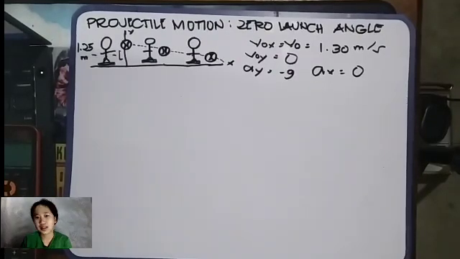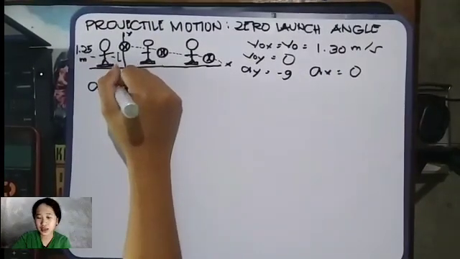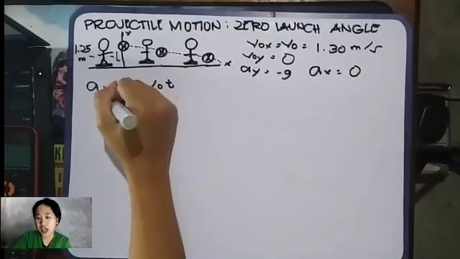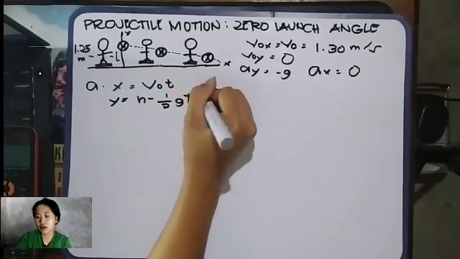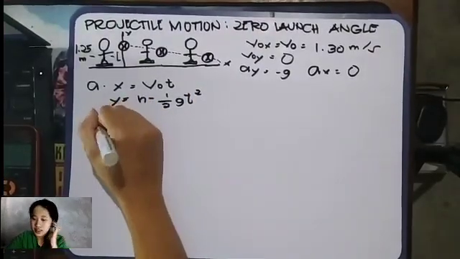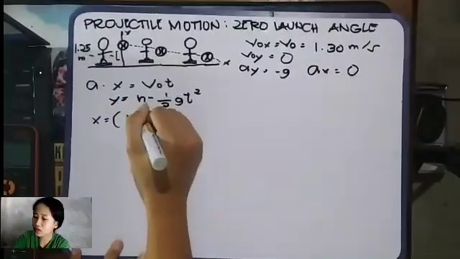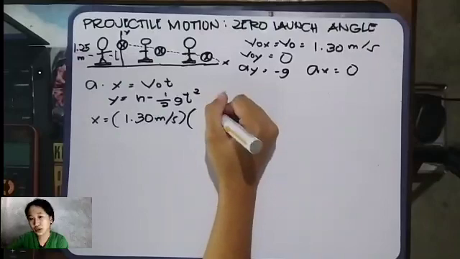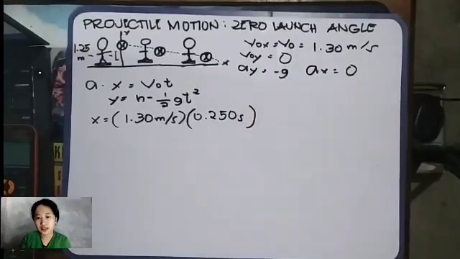So, ngayon, kuhanin na natin since meron tayong given. Sa A, ang gagamitan natin formula sa X is V sub O times time. Then, sa Y is height minus 1/2 gravity times time squared respectively. So, yung X natin is ang V sub O natin is 1.30 meter per second times time. Yung unang hinahanap natin is 0.250 seconds. Then, ika-calculate lang natin.